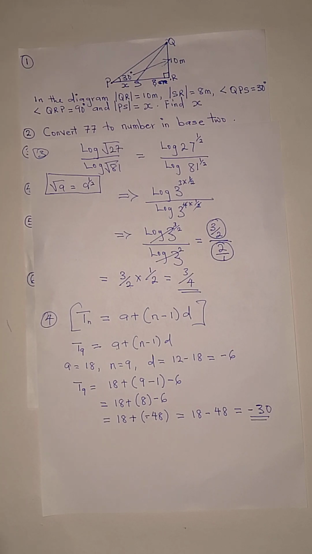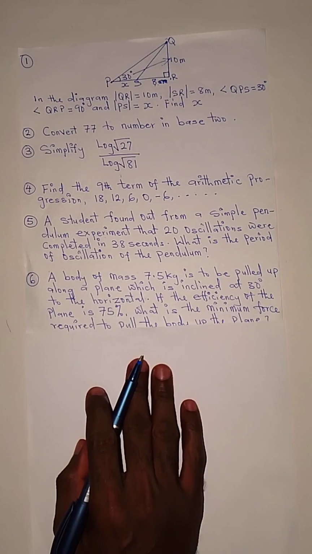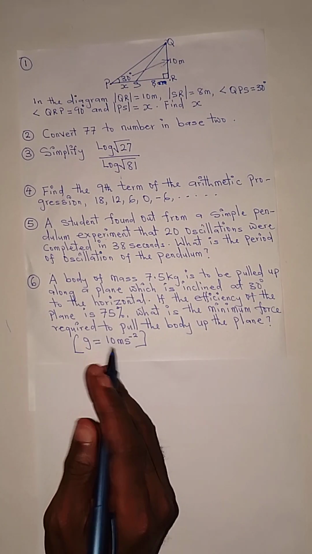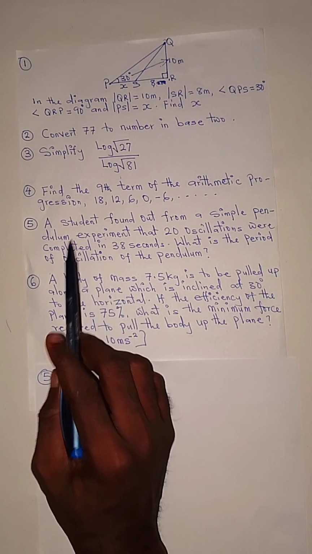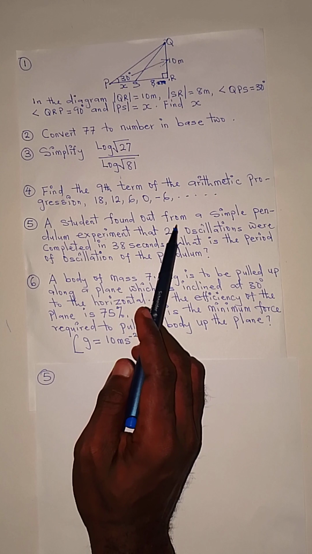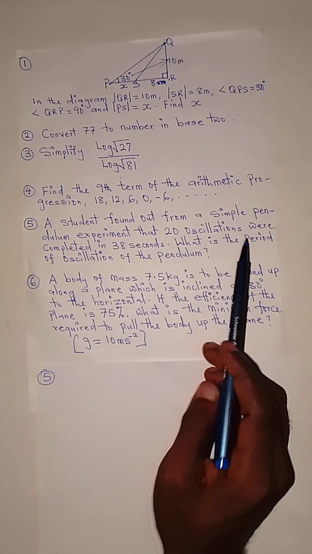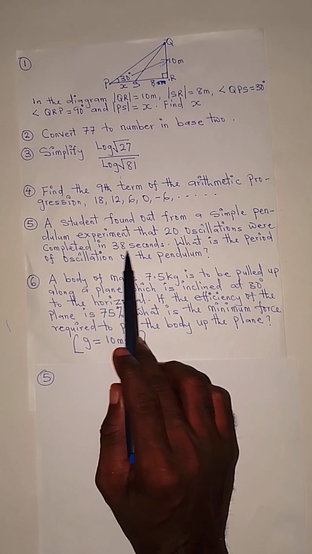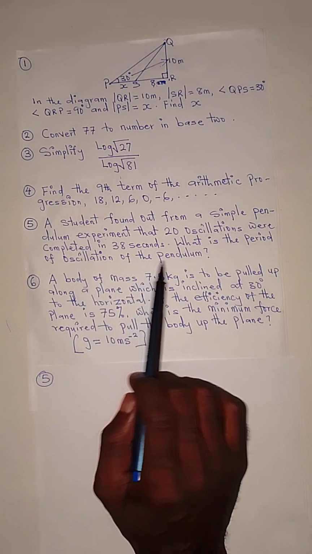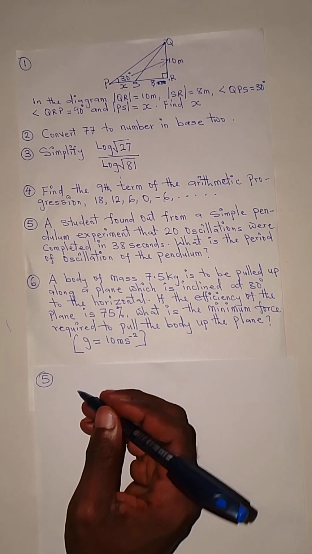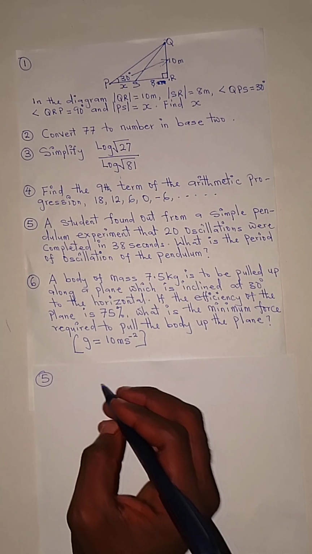Now, question number 5. Let's see what we have in question number 5. Okay, question number 5 is a physics question. Okay, so let's see what we have. Now, let's see the question. A student found out from a simple pendulum experiment that 20 oscillations were completed in 38 seconds. What is the period of oscillation of the pendulum? So we are asked to calculate the period of oscillation of the pendulum.